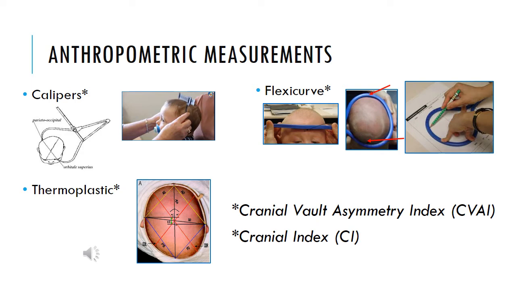At the bottom of the slide, this shows us a thermoplastic strategy where you take a strip of thermoplastic material and you position it around the child's head, and within a couple minutes that material will harden and you will then have landmarks similar to what we previously discussed with the flexicurve that you can then draw out and examine your diagonals and calculate the cranial vault asymmetry index as well as the cranial index.